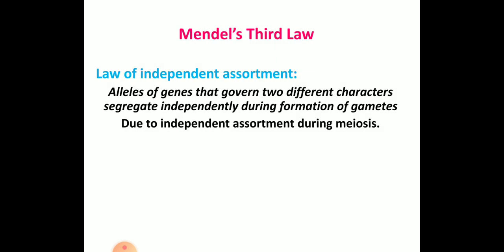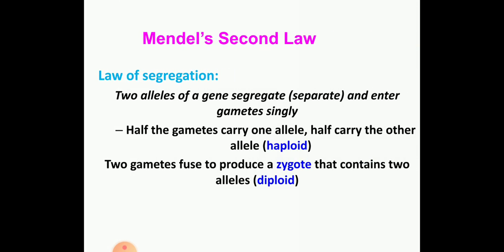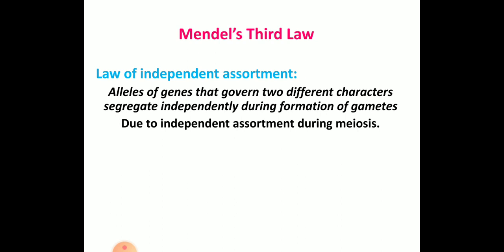Coming to the third law, that is the law of independent assortment. Here the alleles of genes that govern two different characters segregate independently during the formation of gametes. This is due to independent assortment in meiosis. So these are the three important laws given by Mendel. The first one is the law of dominance, the second is the law of segregation, and the third is the law of independent assortment. Very important from the examination point of view.